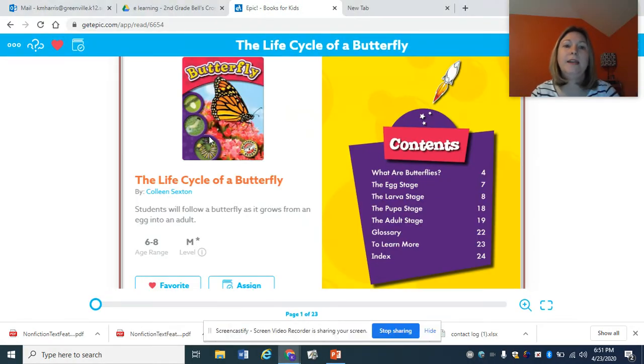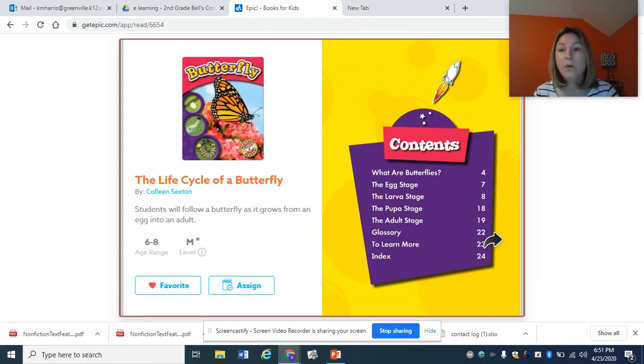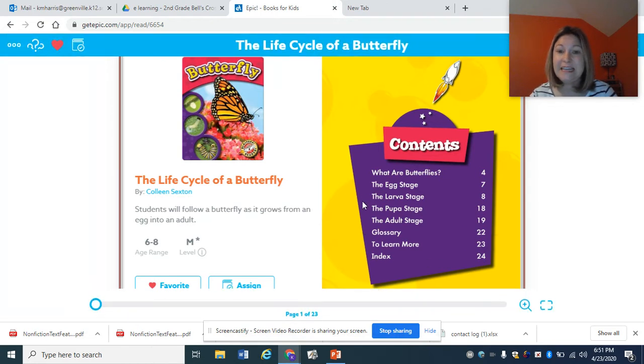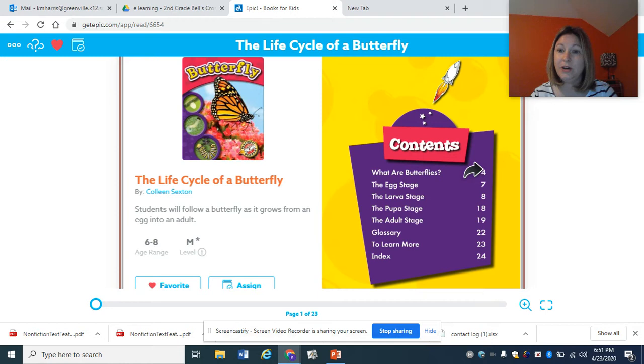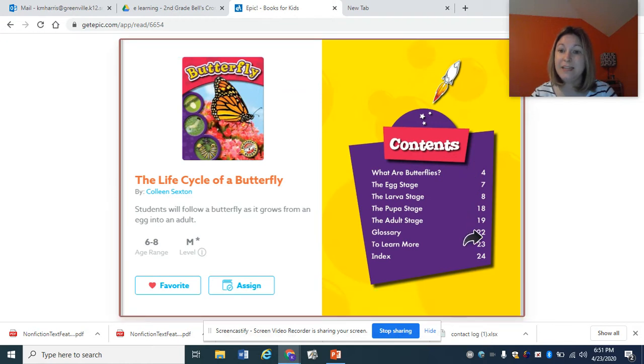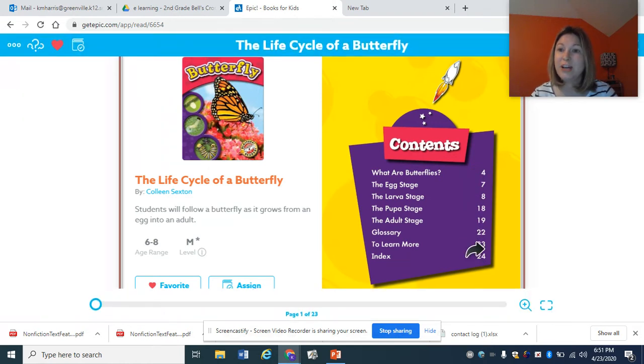So we're going to read the book called Butterfly by Colleen Sexton. This is the cover, and then when we open up the book, it shows us the contents. This is the same as the table of contents. What do you notice about this page? I hope you're going to say that you notice the topics are listed in order, and it shows the pages where those chapters begin. But let's take a look and see.